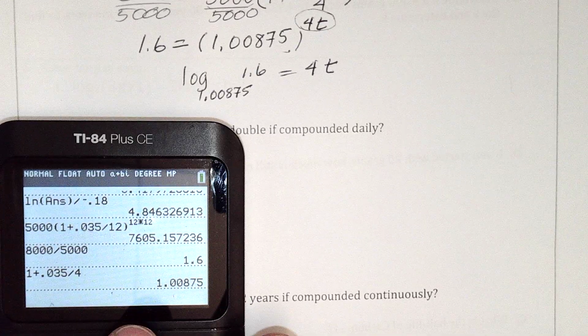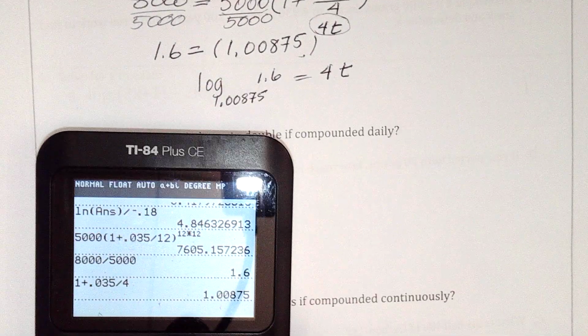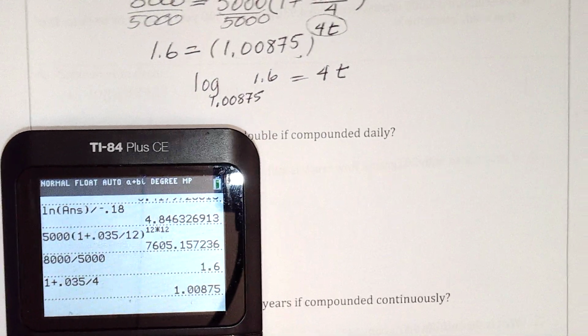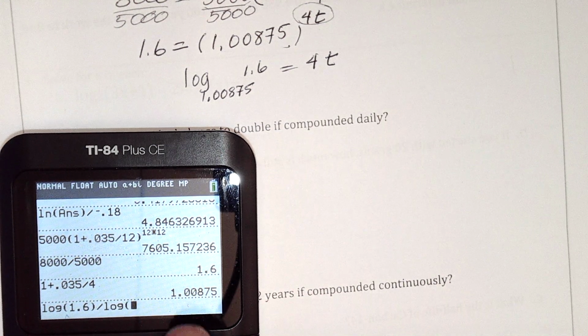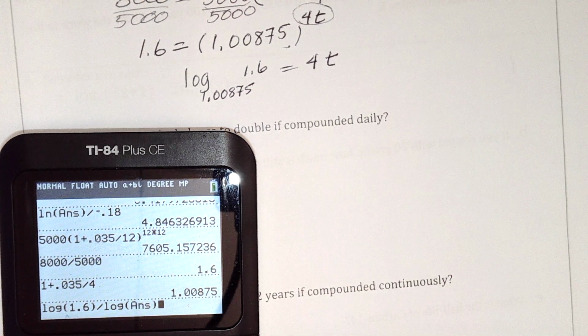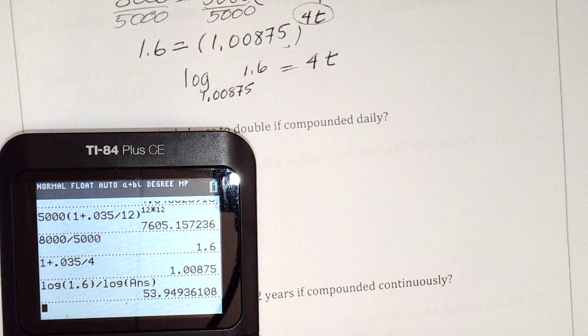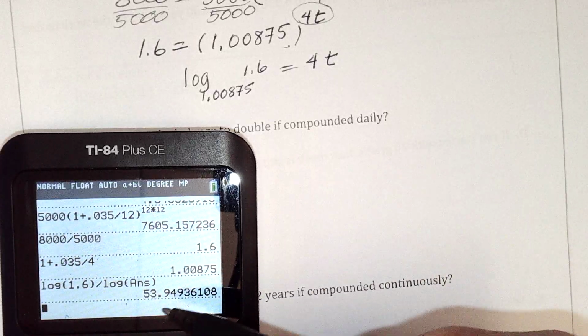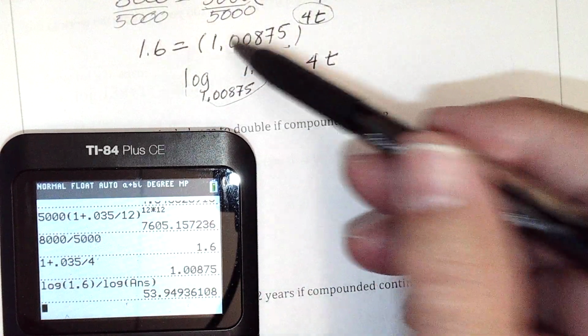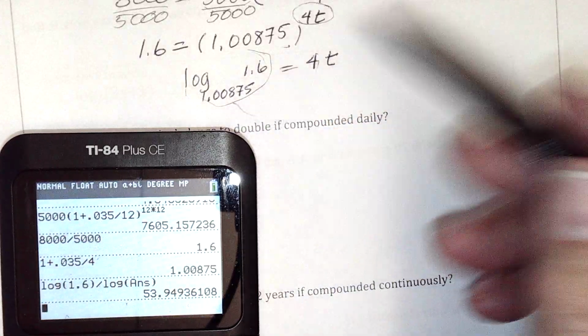Now I can go on my calculator to the math and find where I can change the base, or I can just go log of 1.6 divided by log of that last answer, 1.00875. But since it's on my calculator already, I could just use it, and I get that this number is 53 point whatever, and I have to divide by 4.